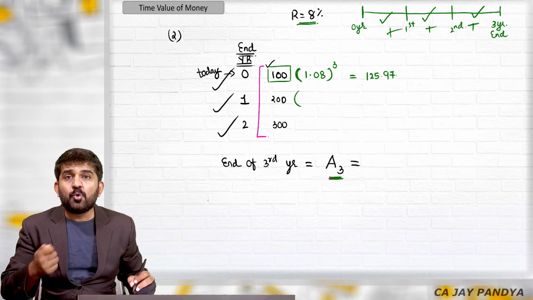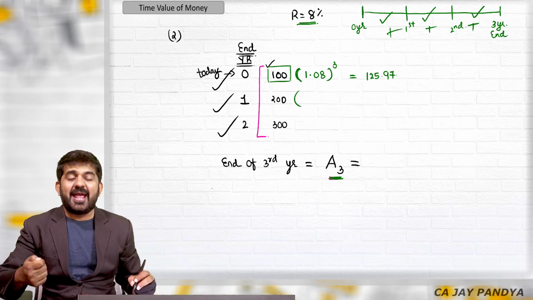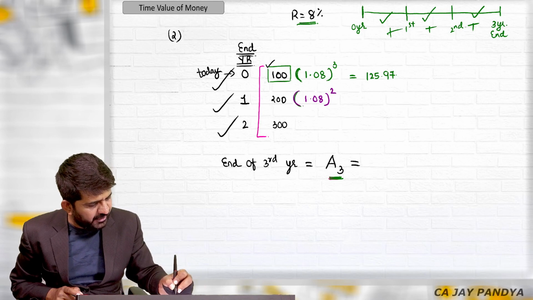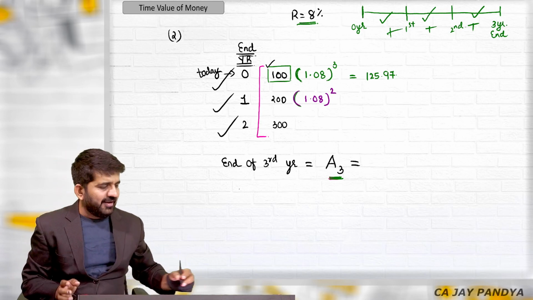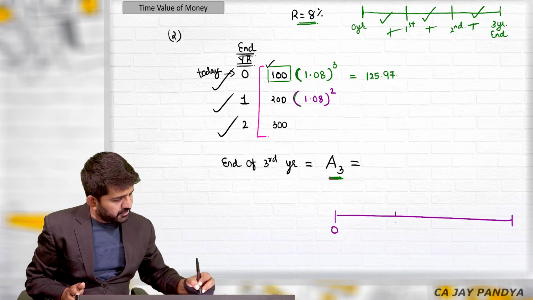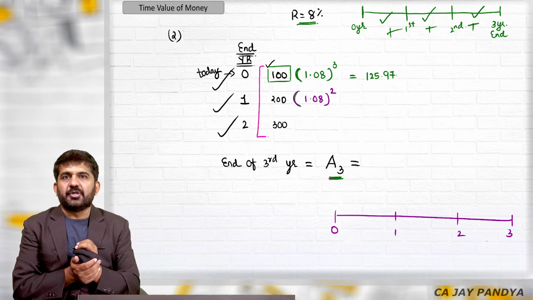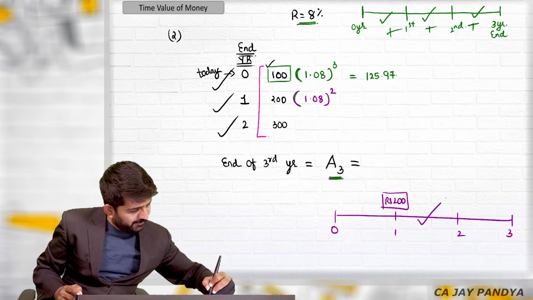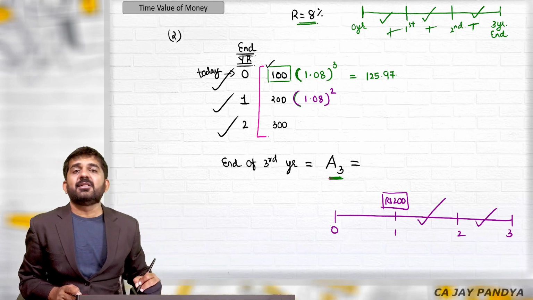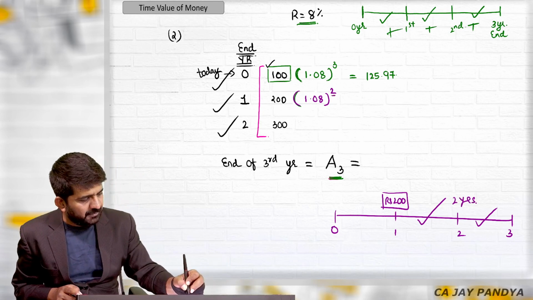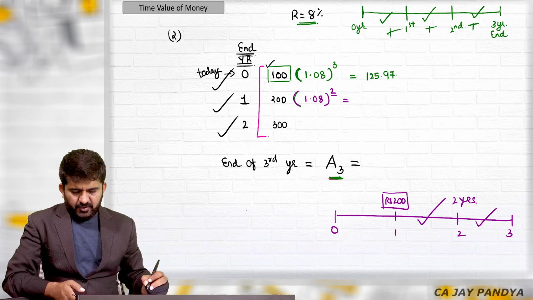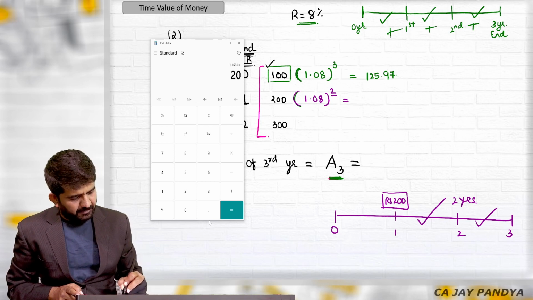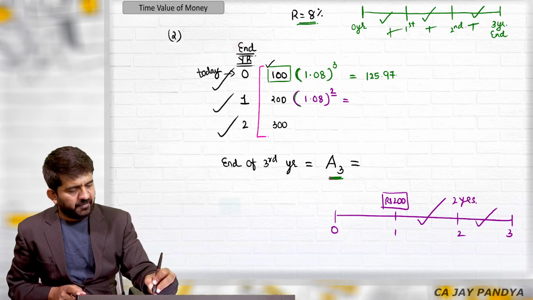Again, this 200 rupees was invested at the end of first year. Please understand, I will be getting only 2 years' interest now. How, I will tell you. This is 0, 1, 2, and at the end of third year, where you are investing this rupees 200 over here. So you will be getting second year's interest, and third year's interest. These are 2 years. So you will be getting only 2 years' interest, which is 200 multiplied by 1.08 raised to 2, which is 233.28.